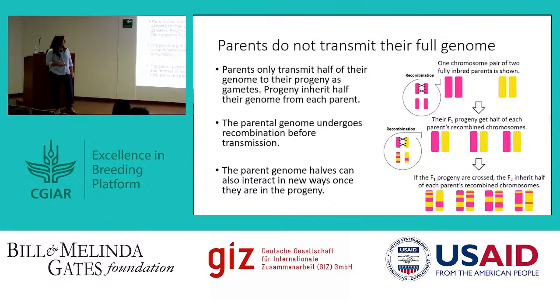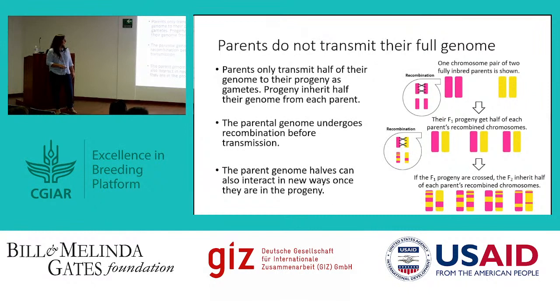Okay? No problem. Now this time, the parental genome is going to undergo effective recombination before transmission occurs. If we are going to intermate these guys, we'll see some of these crossovers result in new types of gametes, okay? And these can be crossed to form an F2. Now, the F2 still inherit half of each parent's recombined chromosomes, but we have this opportunity to see that we can't really send alleles directly into the next genotype.